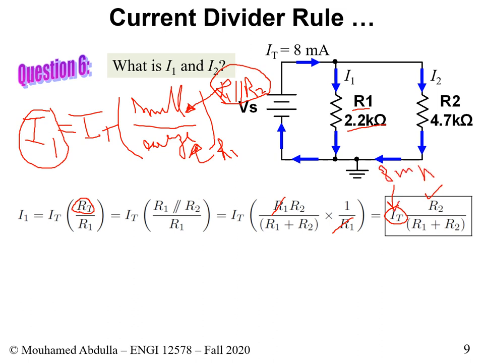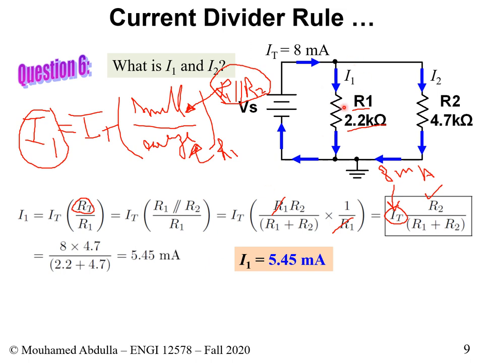So now let's plug in the related values: 8 for the 8 milliamps total current, 4.7 for R2, and then 2.2 plus 4.7. We don't need to write K because everything is in kilo, so kilo divided by kilo goes away. And 8 is a milli, so we expect the final answer to be in milli. So we get 5.45 milliamps, and that's the value for I1.